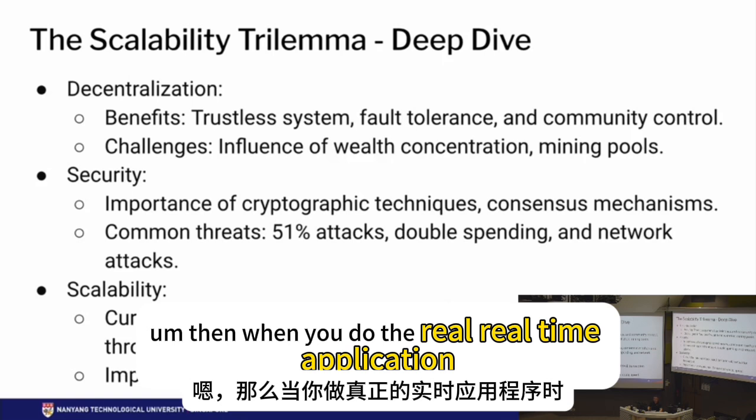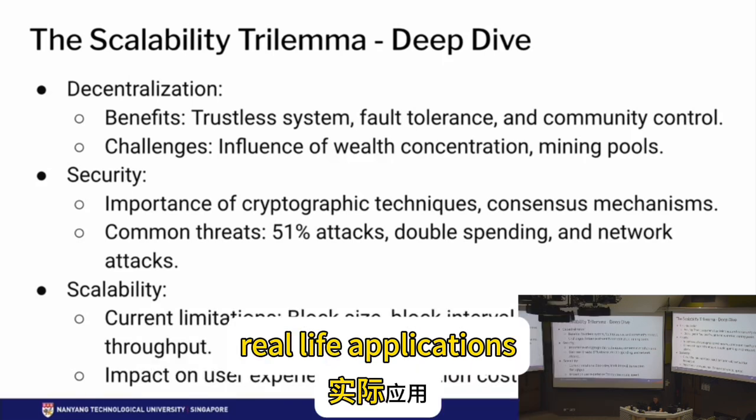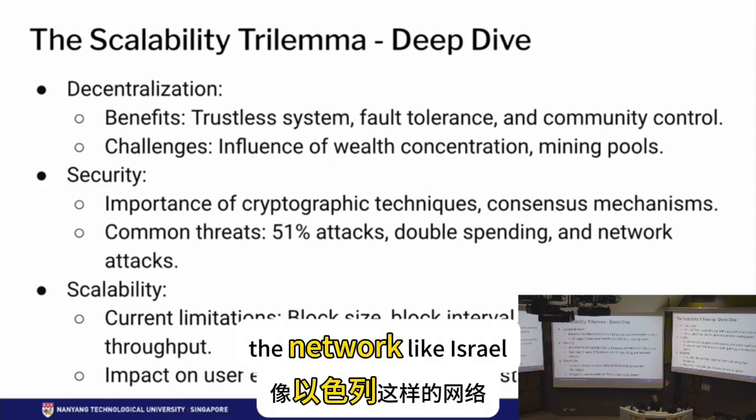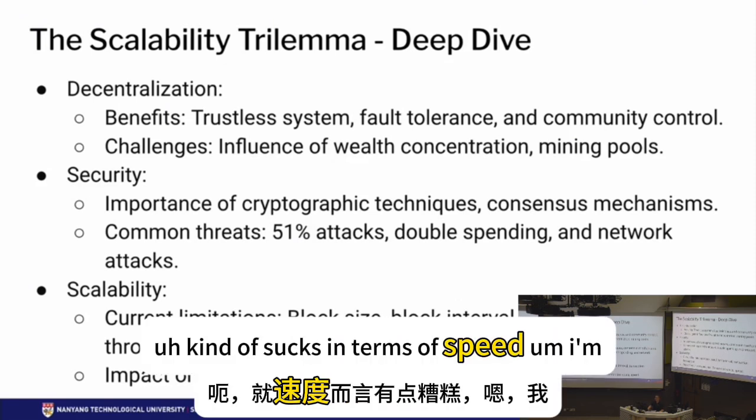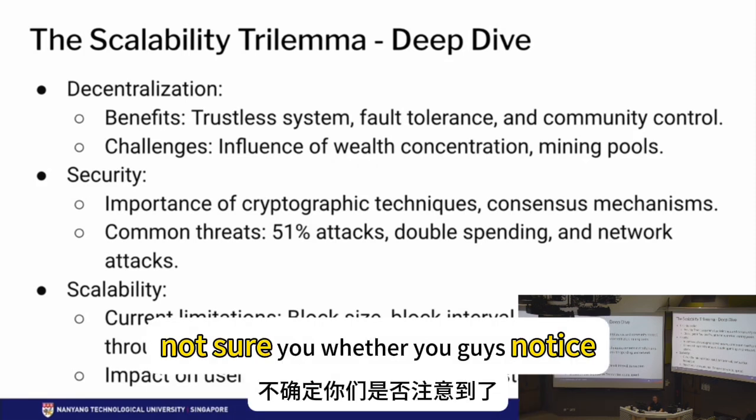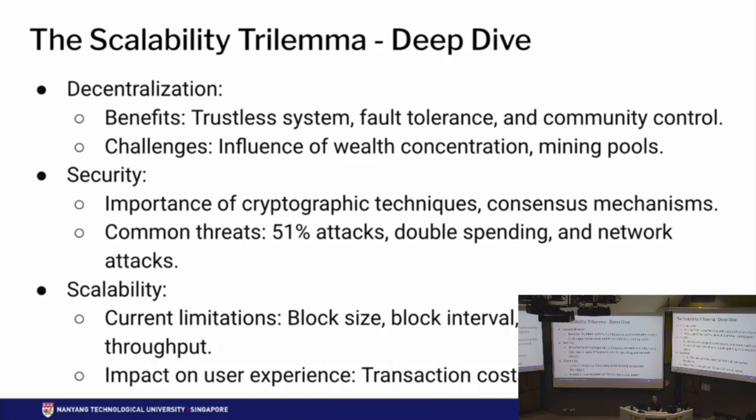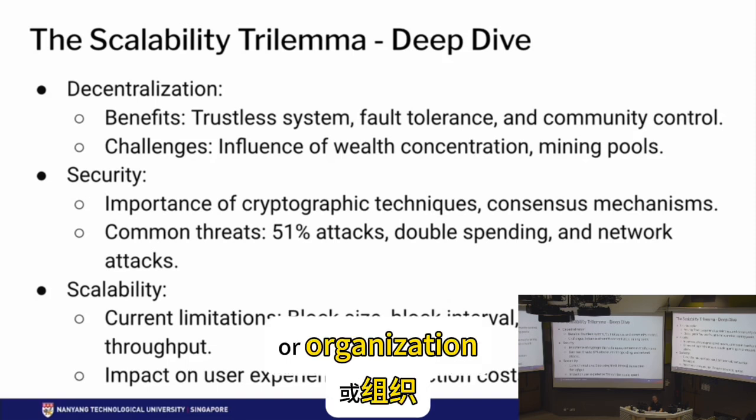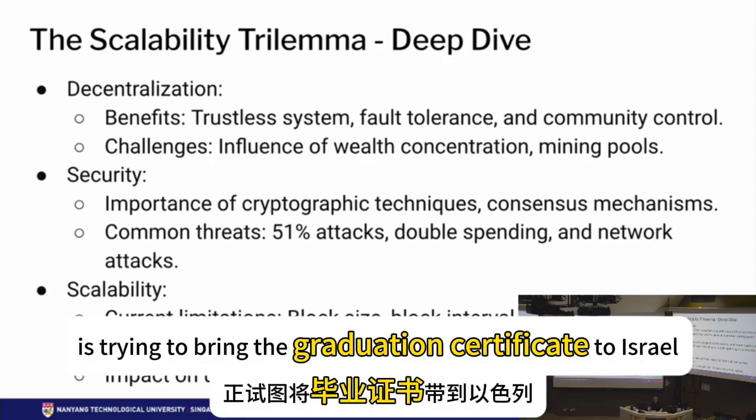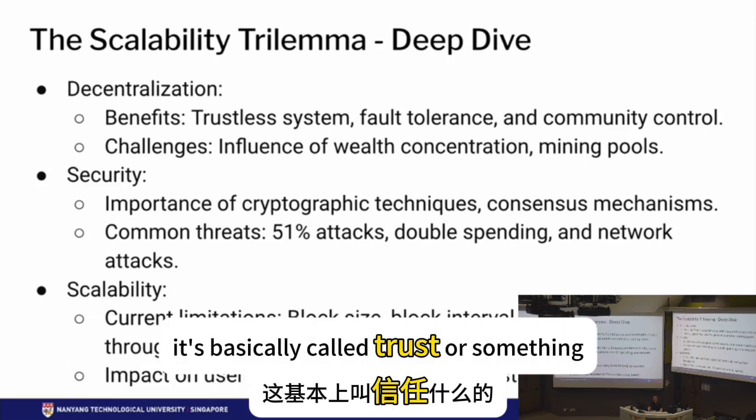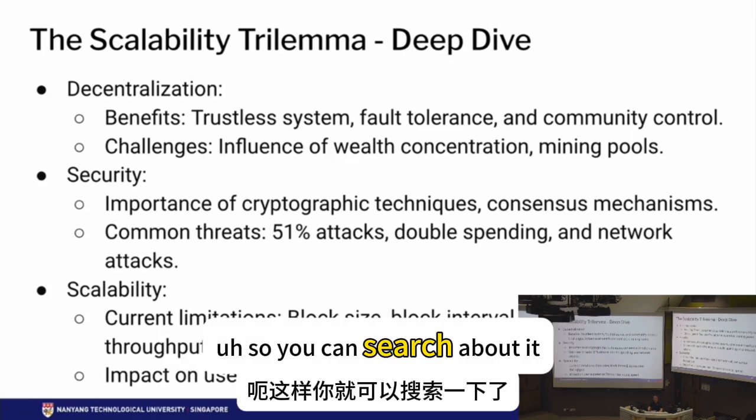Then when you do real-time, real-life applications, a network like Ethereum kind of sucks in terms of speed. I'm not sure whether you guys noticed or not, there's a company or organization in Singapore trying to bring the graduation certificate to Ethereum. You can still find it, right? It's basically called TrustCert or something. So you can search about it.